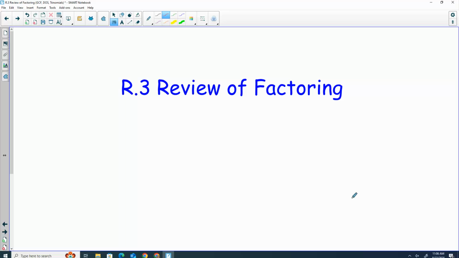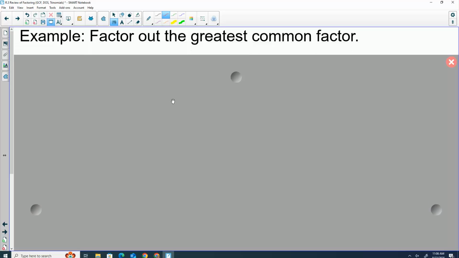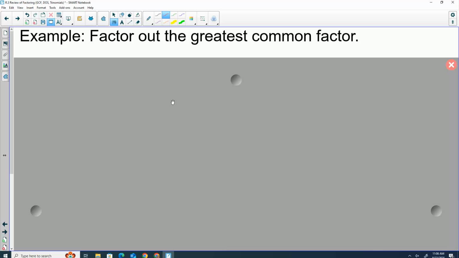Alright, so factoring is like taking the answer to a multiplication problem and working backwards into what it started with. Okay, we just got done foiling some problems. So if I gave you that answer, can you work back to what you started with? The first thing you always look for when you're factoring is a greatest common factor. So that's where we're going to begin, the GCF.